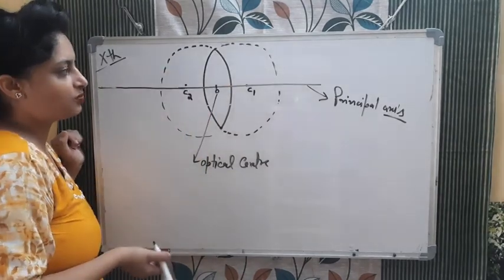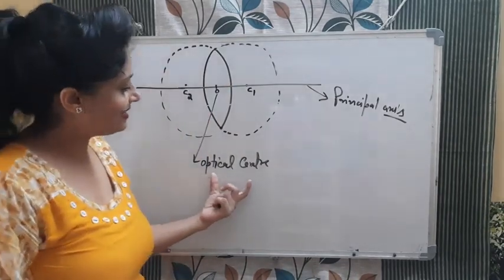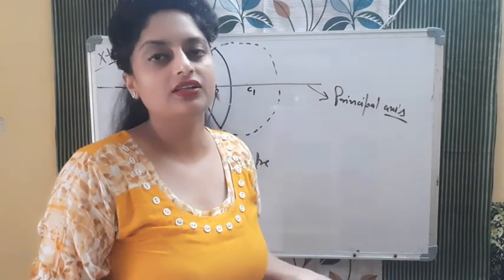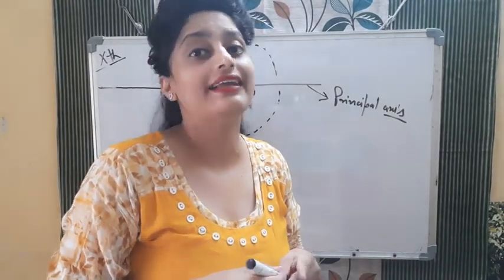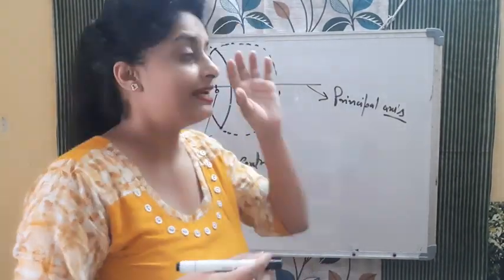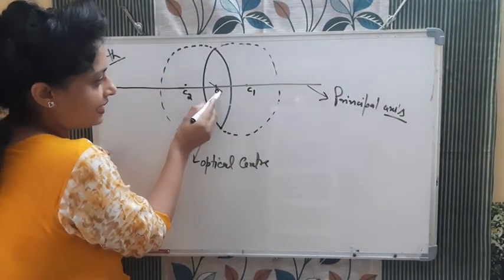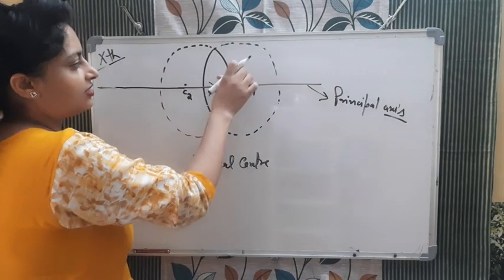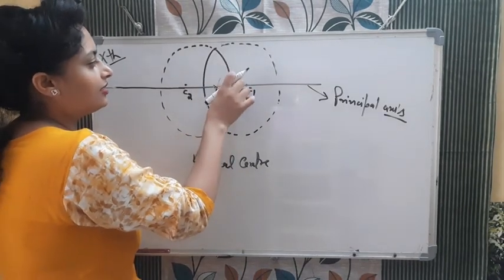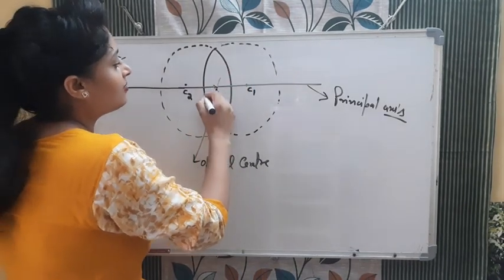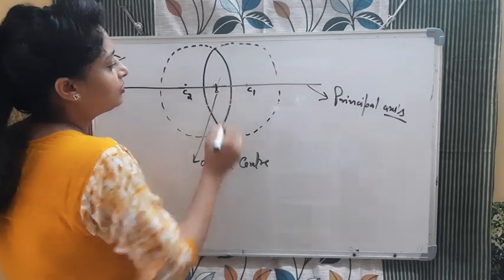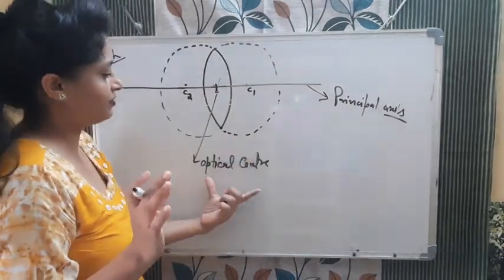This is known as the optical center, or we can say any ray that is passing through the optical center will go undeviated. There will be no deviation in any ray. If any ray is passing through this O, from whichever side the ray comes, it will pass through it undeviated. There will be no change in the path of the ray of light. So this is the property of this optical center.